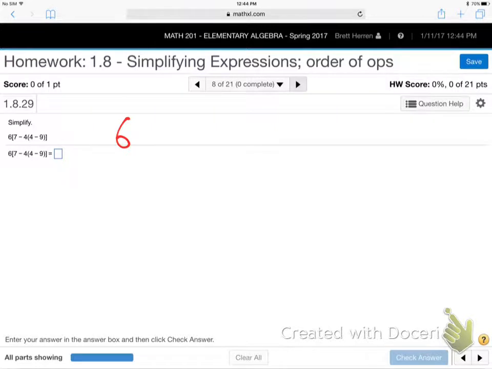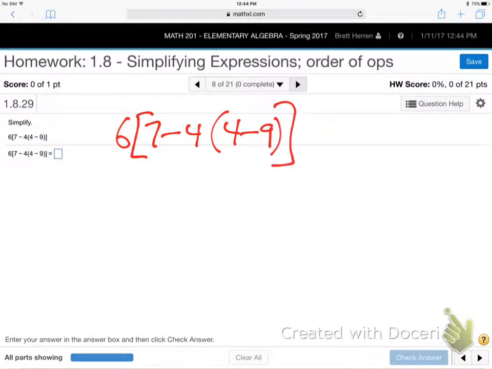Okay, so 6 bracket 7 minus 4 parenthesis 4 minus 9 parenthesis bracket. A bracket is the same as a parenthesis. It just looks different. So in a minute they're going to bring in curly brackets because they'll want a third layer. It's the same. They just look different. All right, so where do we start? Yeah, start in the innermost set right here, 4 minus 9.